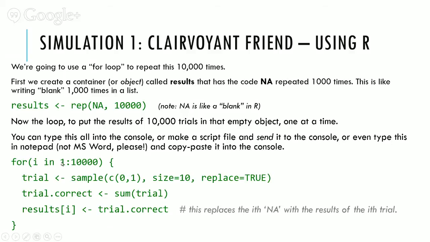So 10,000 times, we're going to create an object called trial that is 10 randomly selected ones and zeros. And then we're going to add up the number of ones, and that's going to be the number correct on that trial. And then this is interesting. The results has 10,000 things. The bracket i after results says the ith thing. So if this is the 500th time it goes through the loop, then it'll count through to the 500th thing in results, because results has 10,000 spaces that are all NAs, and it'll replace the NA with the number correct on that trial. And if you can't wrap your brain around this right now, don't worry about it.